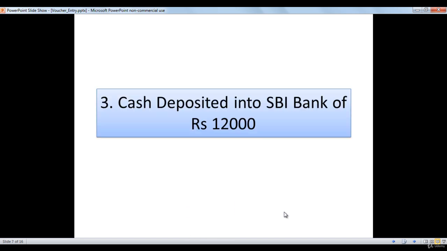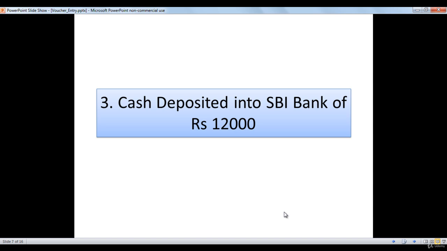The third statement is cash deposited into SBI Bank of rupees 12,000. Here remember, it's a type of contra voucher. In the next video you will understand what is contra voucher, but here the cash has been deposited into SBI Bank. This means the cash flow has been within the company only, from one account, that is the cash account, the cash has been deposited into another account which is a bank account.